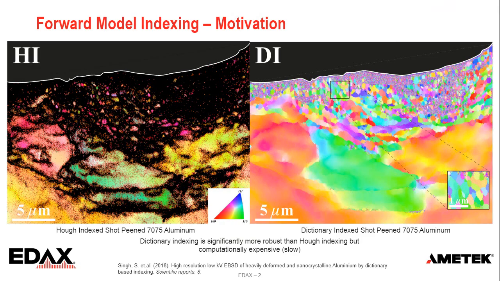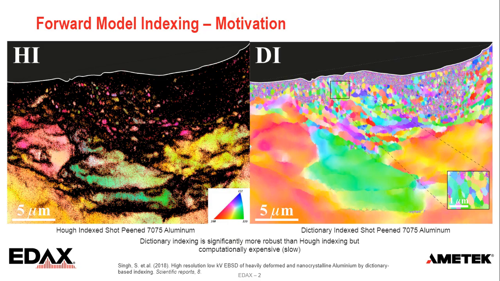For those who are not familiar, I'm going to start with some motivation about why we bother doing all of the hard work of forward model indexing. So here is a nice image from Mark DeGraff's group showing how much better you can resolve noisy or low quality EBSD patterns with a forward model. In this, a very heavily deformed material is degrading your pattern quality, with Hough indexing on the left and the dictionary on the right. But you could have low quality patterns from very high exposure rate or low dose or other things like that.